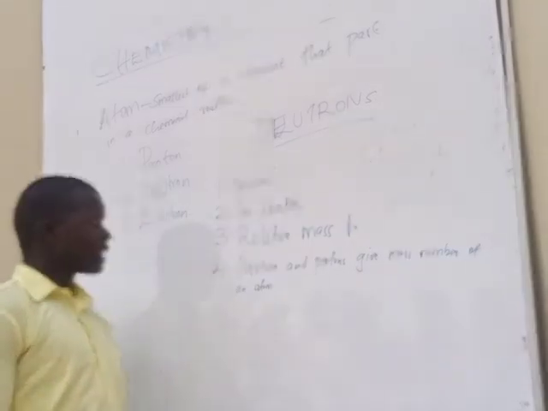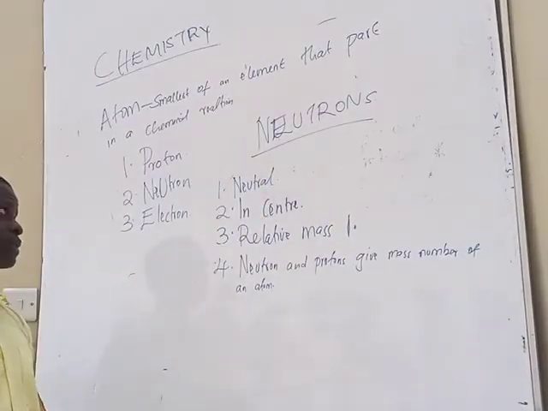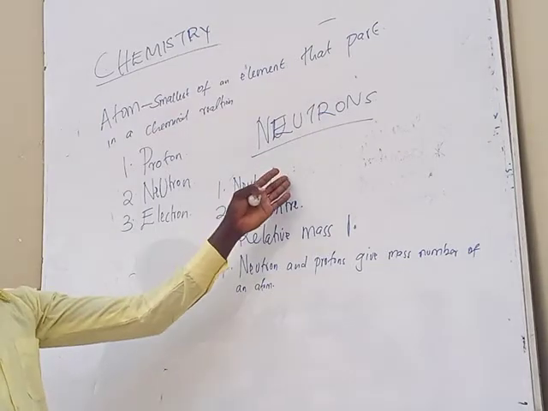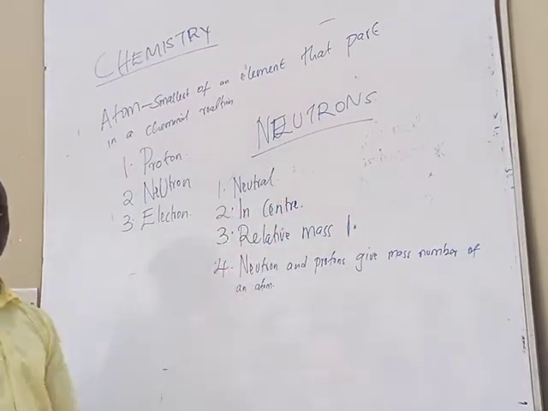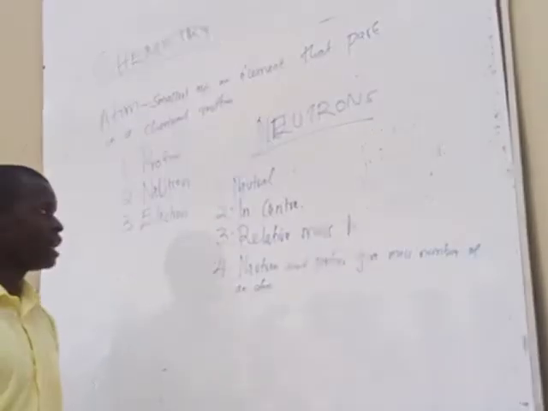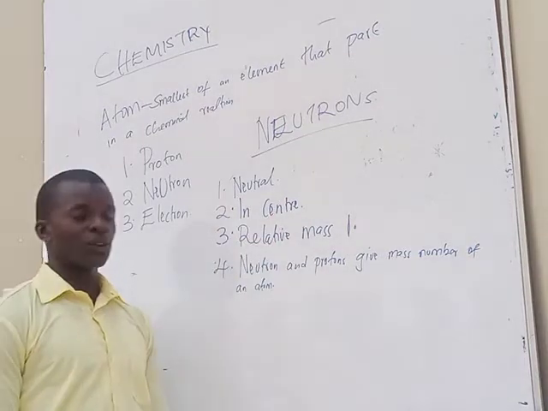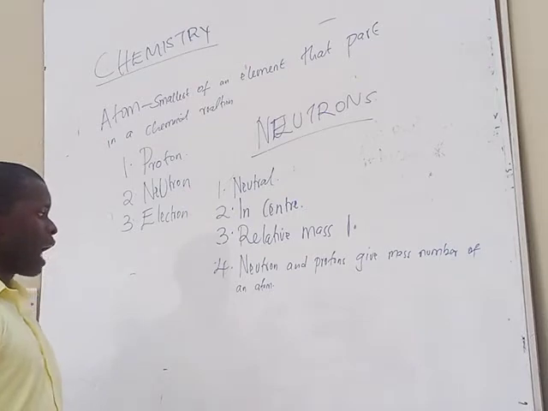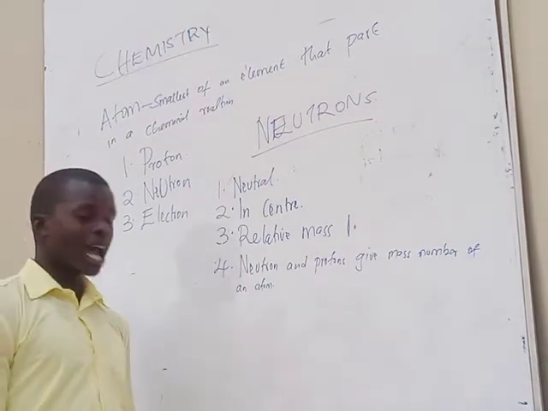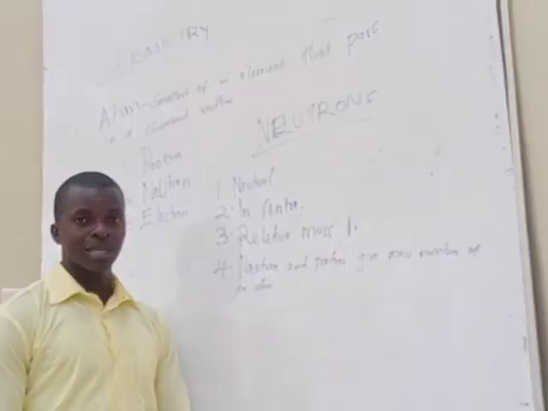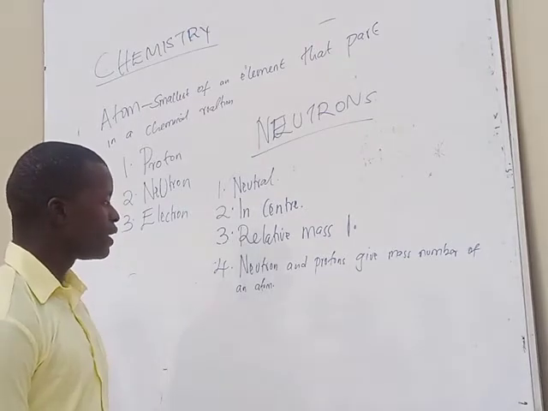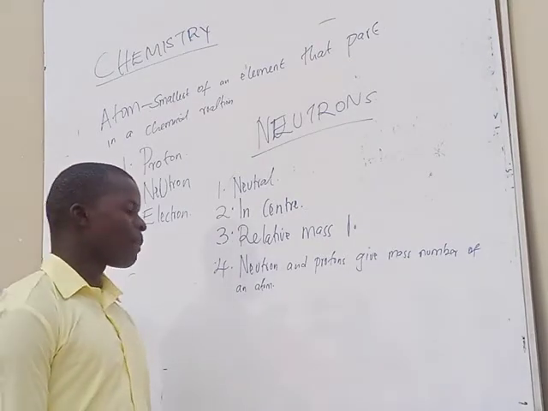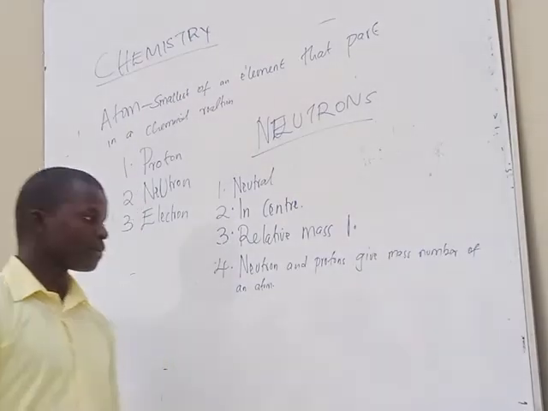So those are the characteristics of neutrons. They are neutral, meaning they are neither positively nor negatively charged. They are found in the center of an atom. They have a relative mass of one. And when the number of neutrons and protons are summed together, they give the mass number of an atom.